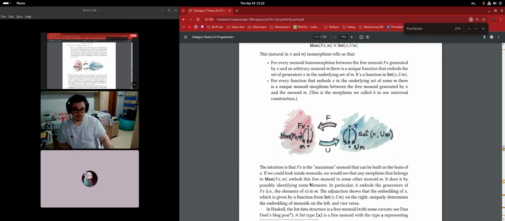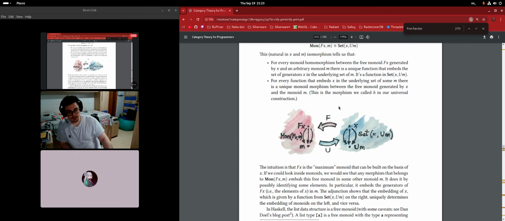The intuition is that F of X is the maximum monoid that can be built on the basis of X. If we could look inside monoids, we would see that any morphism that belongs to this guy embeds this free monoid in some other monoid M. That makes sense, right? This is like a top-down interpretation of the red guy. It does it by possibly identifying some elements. In particular, it embeds the generators of F of X in M. The adjunction shows that the embedding of X, which is given by a function from this set on the right, uniquely determines the embedding of monoids on the left and vice versa.